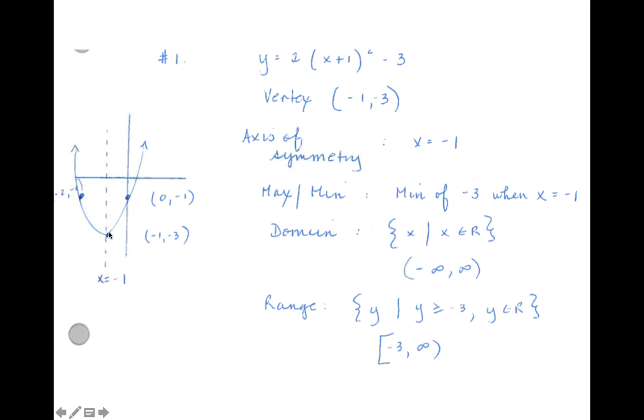For the rest of the questions, I can see the vertex sits at the bottom, so it's a minimum value of -3 when x was -1. The domain is x such that x is an element of the real numbers, or I could write it in interval notation and say it stretches from -infinity to +infinity. The range is the set of all y's such that y is greater than or equal to -3, and it is an element of the real numbers. We show this with interval notation by using a square bracket for -3 because it's equal to that, and then it goes on infinitely in the positive direction.